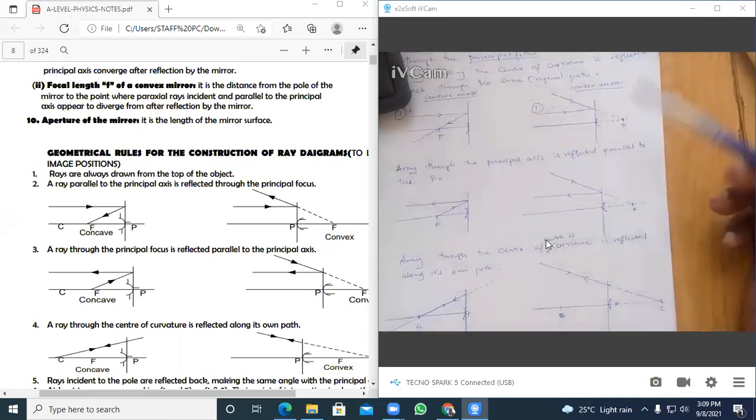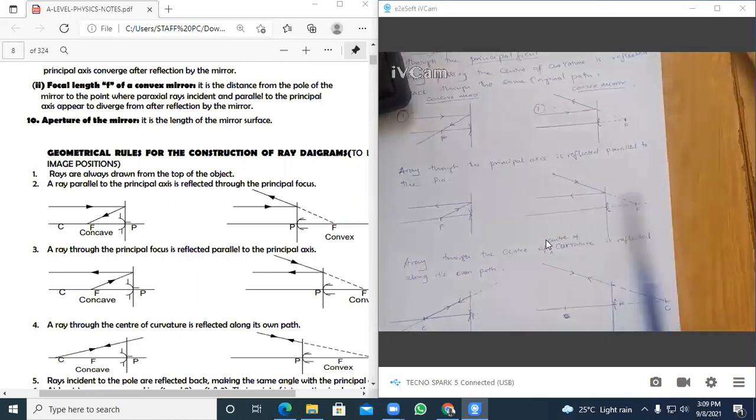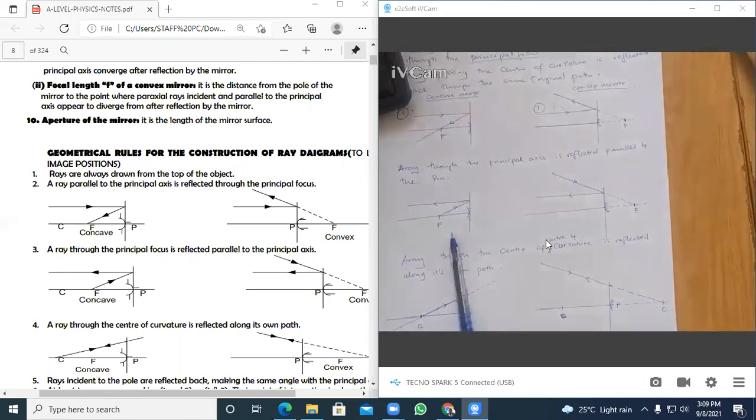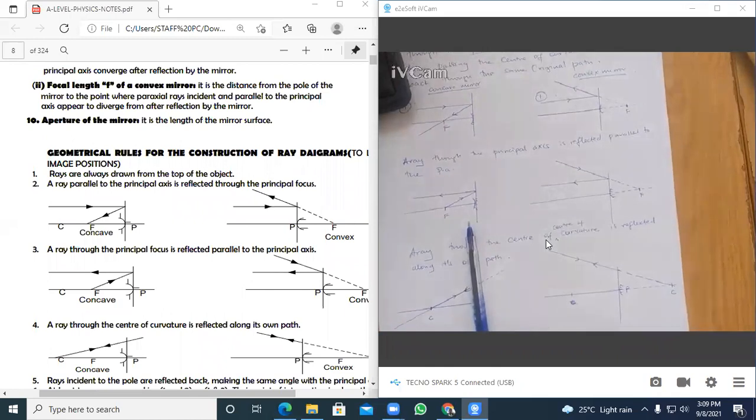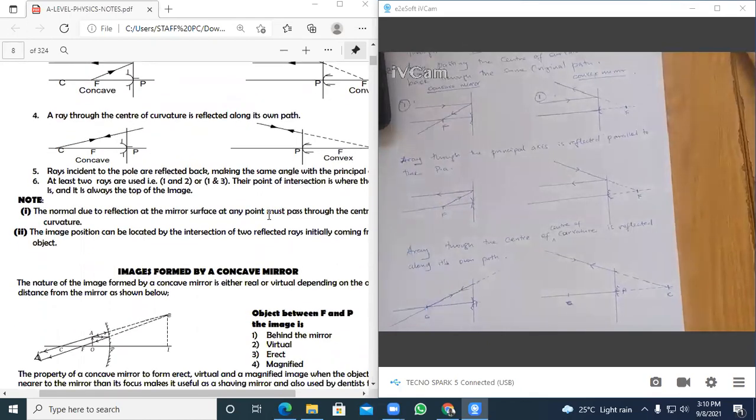So you can see the difference with a convex mirror is that the focal point and the center of curvature are inside the mirror, whereas for the concave mirror, the focal point and the center of curvature are in front of the reflecting surface of the mirror. Okay, members, are we together?